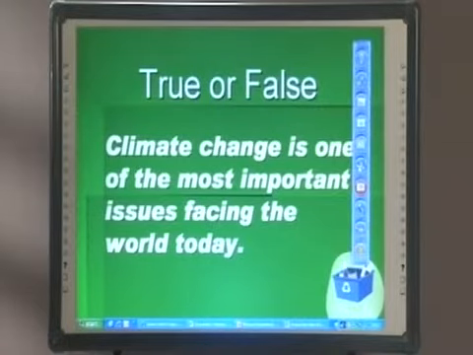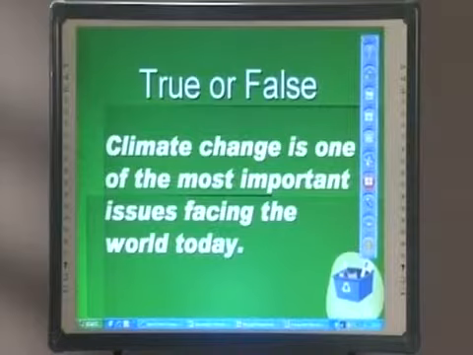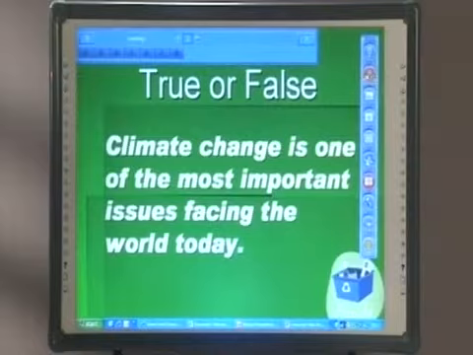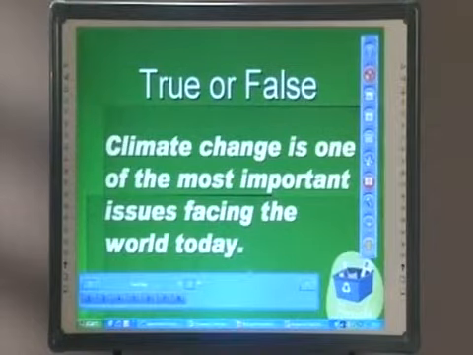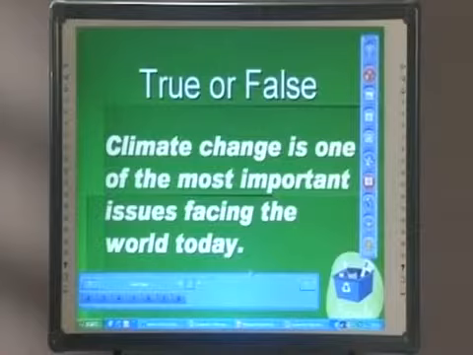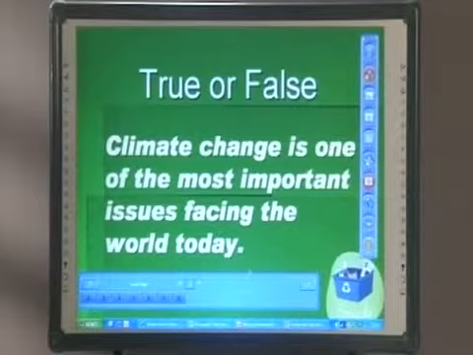So there is my question, true or false. Climate change is one of the most important issues facing the world today. And if I say, right, we're going to start responding to that question, I can move that toolbar around, of course, so if I want to, I can have it sat down at the bottom there. And then I'm going to, again, ask my audience for a response. Now, you can see at the bottom this time, it's actually got the handset numbers because I chose a class, so it's expecting this number of people to respond to this particular question.